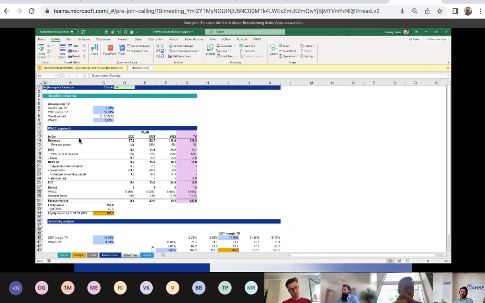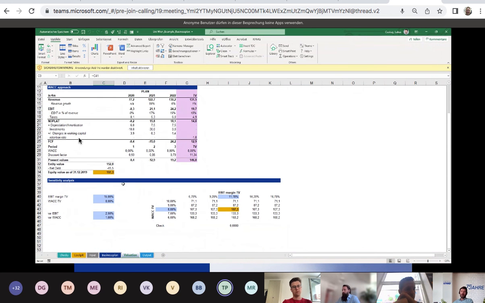Then I also have here a valuation tab where I perform a very simplified DCF valuation in a WACC approach with revenues, EBIT, depreciation, investments, changes in working capital, which all come from the business plan, which are all based on the integrated business plan. I have some other assumptions regarding WACC, for example, and I have my equity value. I also included some sensitivity analysis, which I will show you later.